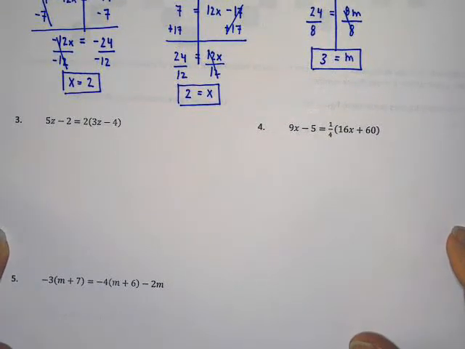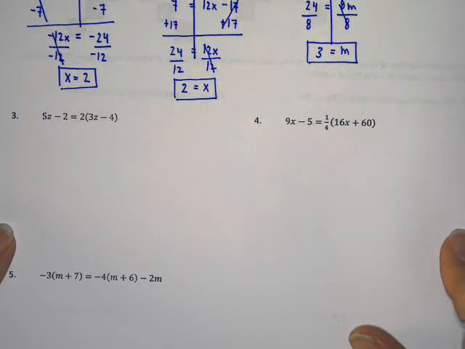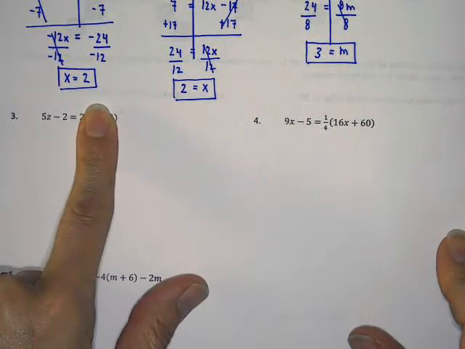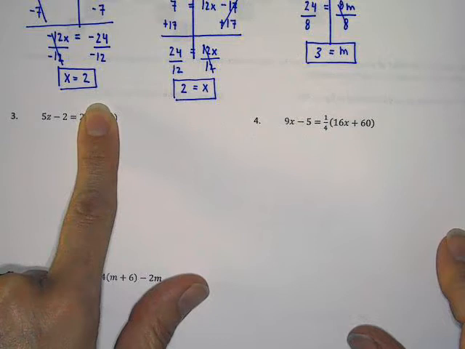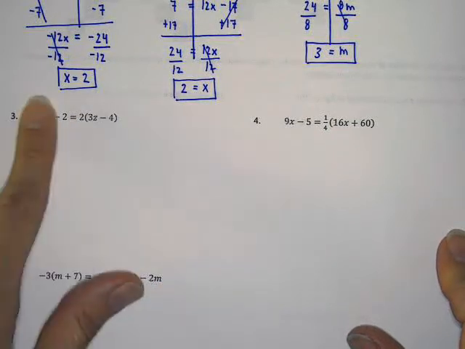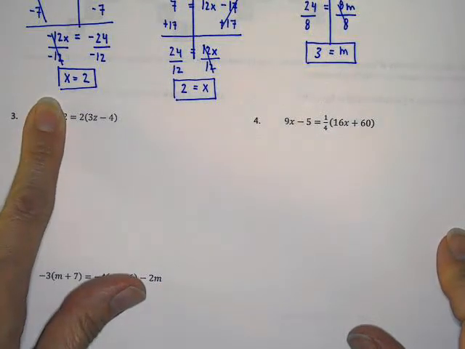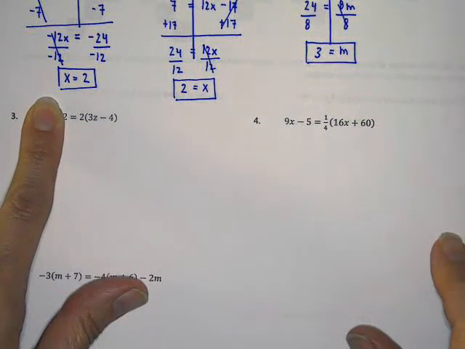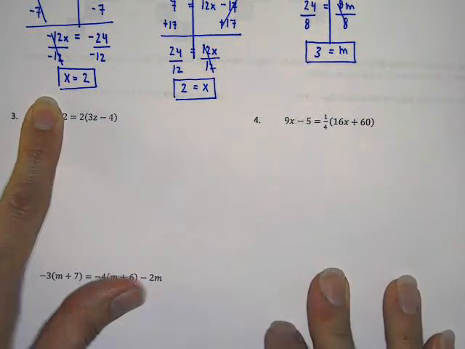Let's look at number 3. Now, as I'm looking at number 3, if I start on the left side, I know there's no combining to be done and no distributing. However, on the right side, I have those parentheses which tell me I need to distribute. So that's where I'm going to start this problem.